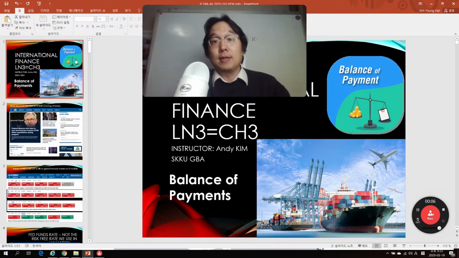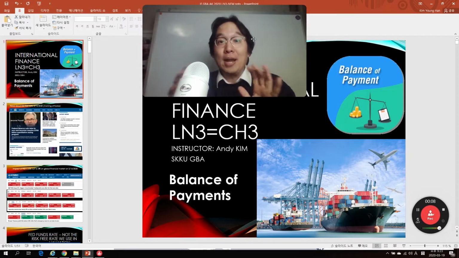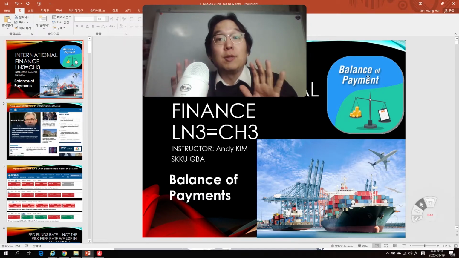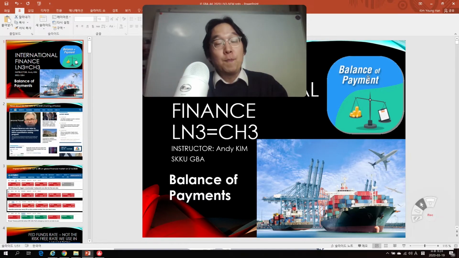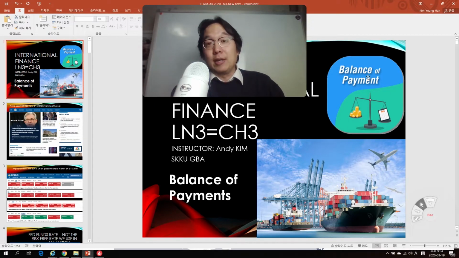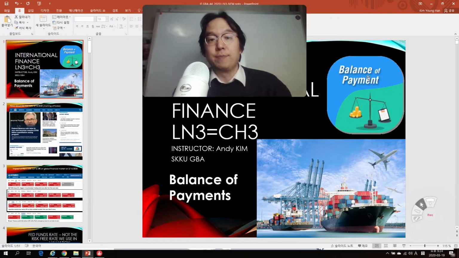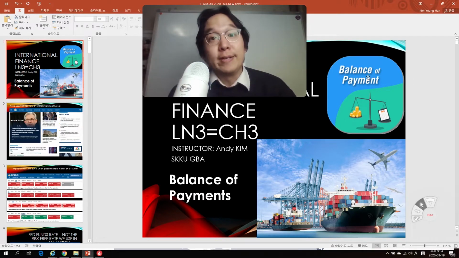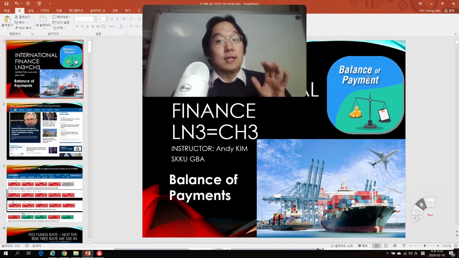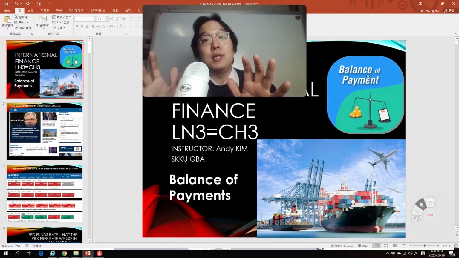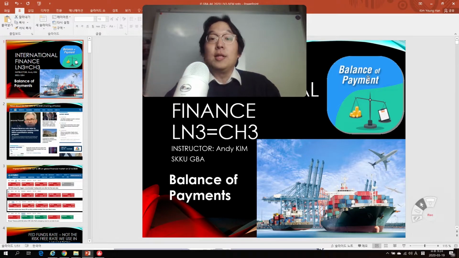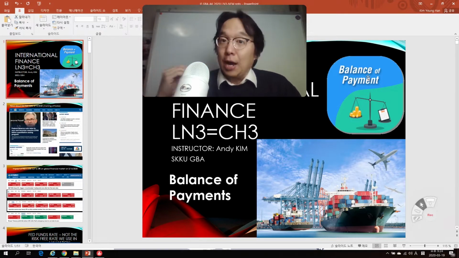And we're going to go through balance of payments this week, okay? Which is going to be chapter number 3 of our textbook. And again, lecture note 3 in my sequence, okay? It's balance of payments. Largely, it's going to be about international trade. And it summarizes a country's economic activity, transactions, all those things with other countries.